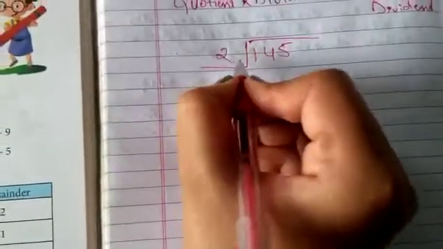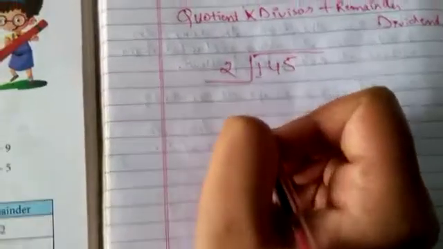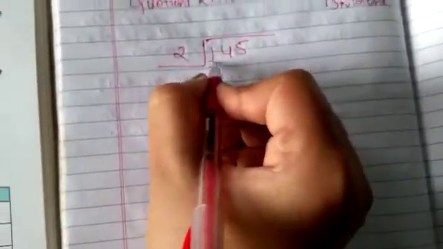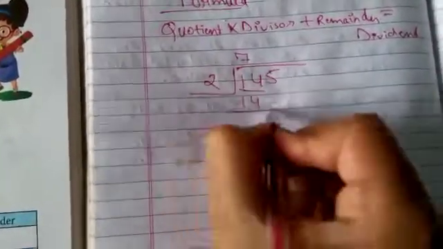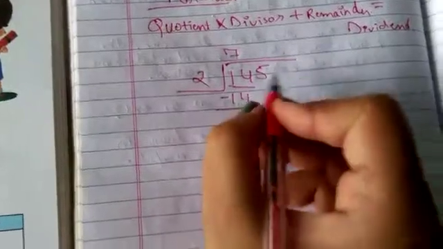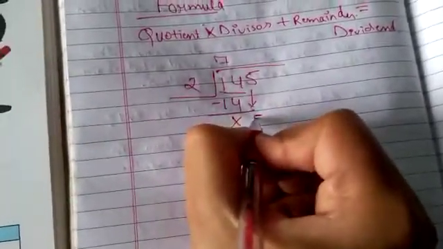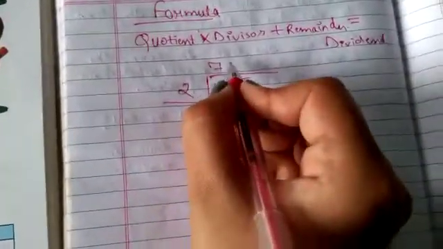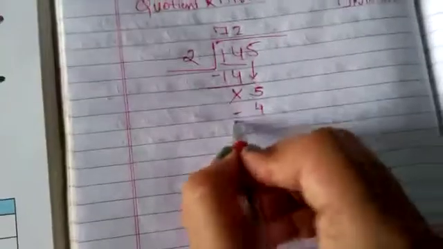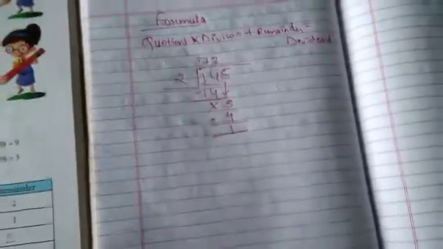So see, we have the number 145 and we are dividing it by 2. The first number is less than 2, so we will take two digits. 2 sevens are 14. Subtract them, the remainder will be 0. Then we will put 5 down. 2 twos are 4, so we write 2 here, subtract, and the remainder will be 1. Now we have done this division.